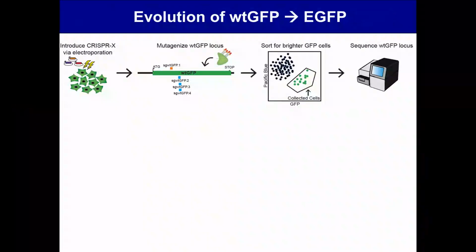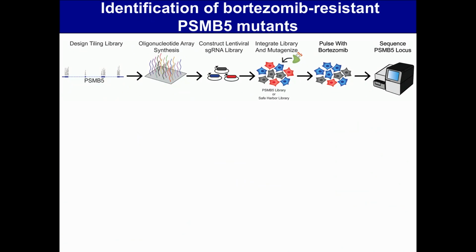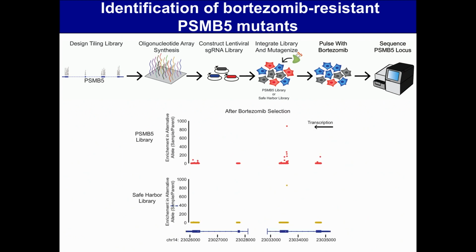For example, we could take guide RNAs targeting wild-type GFP, and with a single round of mutation and flow sorting, recover this S65T mutation, which is the known mutation that creates eGFP. More interestingly, we could target the entire protein coding region of PSMB5, the target of the chemotherapeutic drug bortezomib. We can mutagenize the coding region and then select with bortezomib. Only in a library that targets this protein, but not a control library, do we get enrichment of mutations that confer resistance to bortezomib.